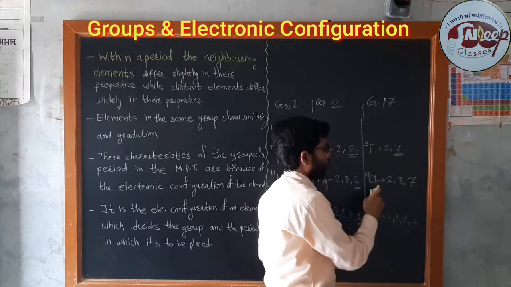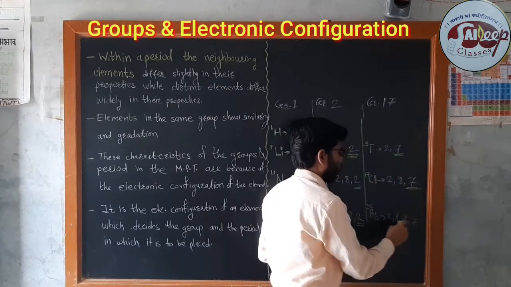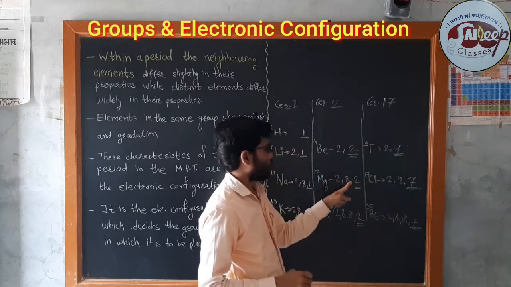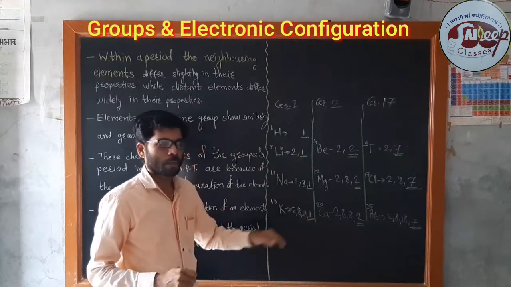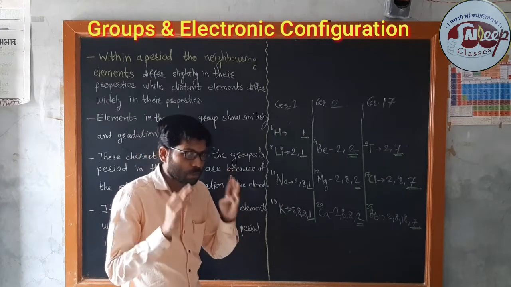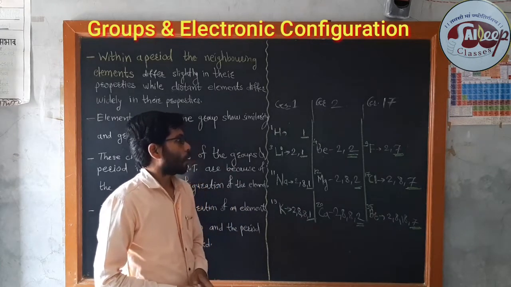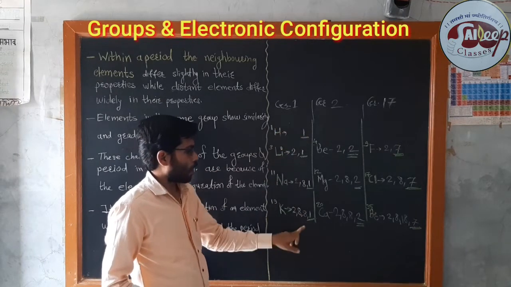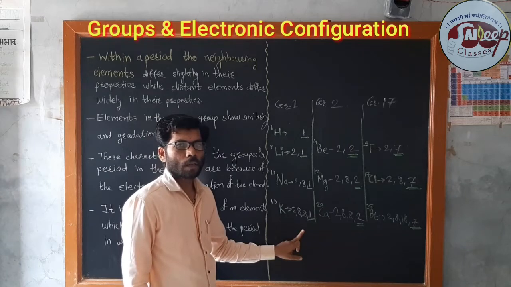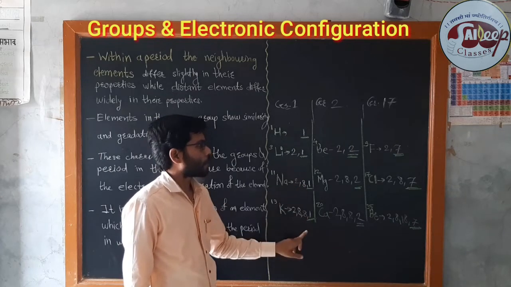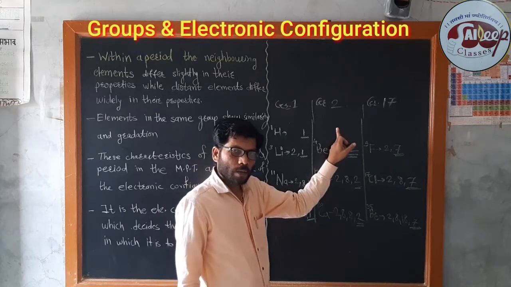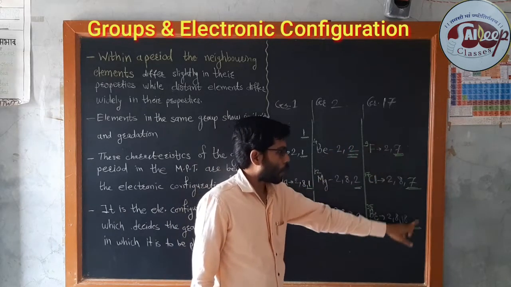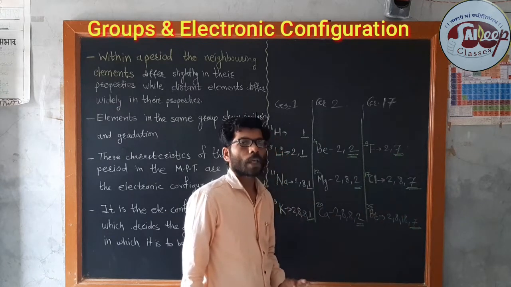Fluorine 7, chlorine 7, bromine 7. 7, 7, 7, 2, 2, 2, 1, 1, 1, 1. That means group first has the same valence electron, that is 1. Group second has the same valence electron, 2, and group 17 has the same valence electron, which is 7.